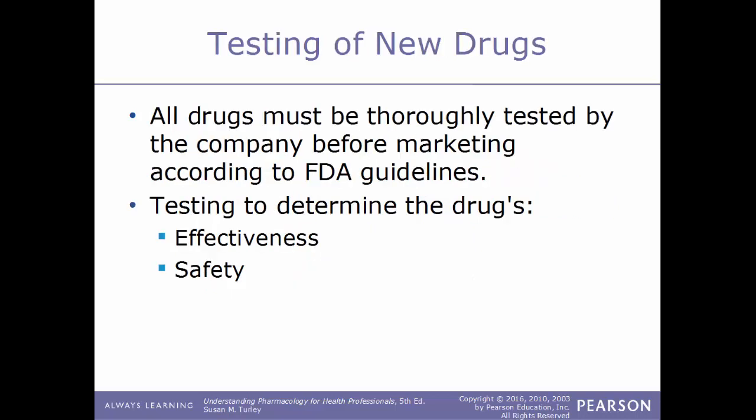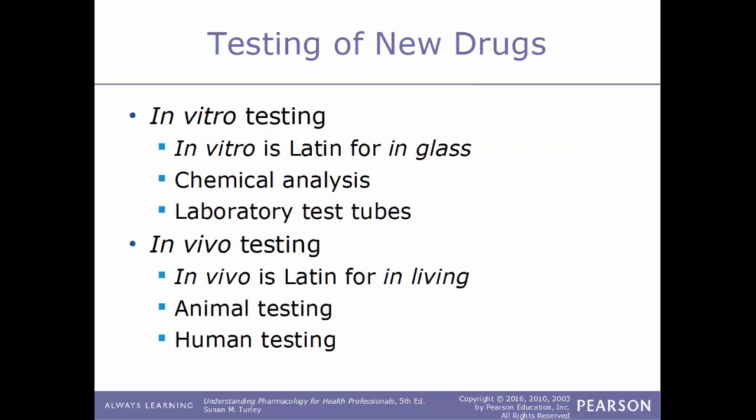Alright, next we'll talk about the testing of new drugs. See, all drugs must be thoroughly tested by the drug company before it can be marketed according to FDA guidelines. Now the testing is done to determine the drug's effectiveness and also its safety. There are many different methods of testing. One of those is in vitro testing. The phrase in vitro is Latin, which means in glass. This is done in test tubes. This is where you have chemical analysis.